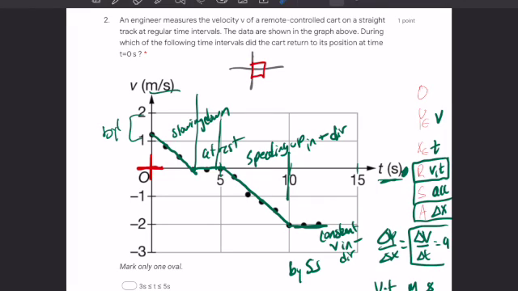So an engineer measures the velocity of a remote-controlled cart on a straight track at regular time intervals. So we got a cart going like this on a straight track, positive direction, negative direction. Shown in the graph above. At which of the following times did the cart return to its position?